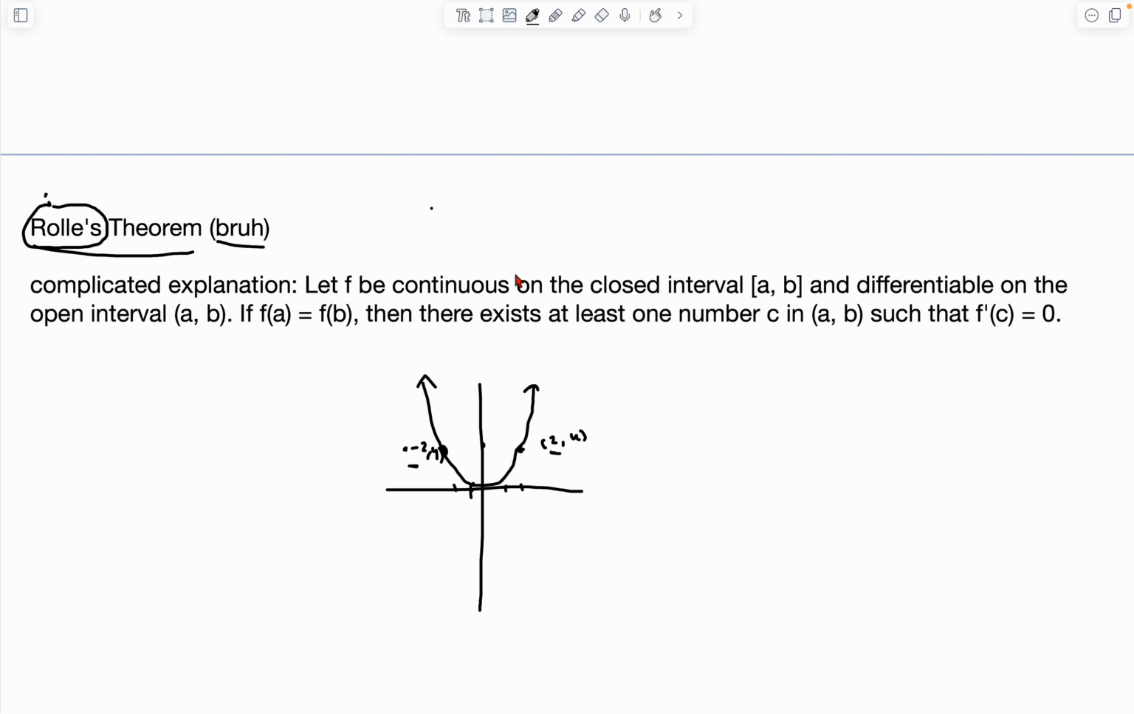Let f be continuous on the closed interval [a, b] and differentiable on the open interval (a, b). If f(a) equals f(b), then there exists at least one number c in (a, b) such that f'(c) equals 0.